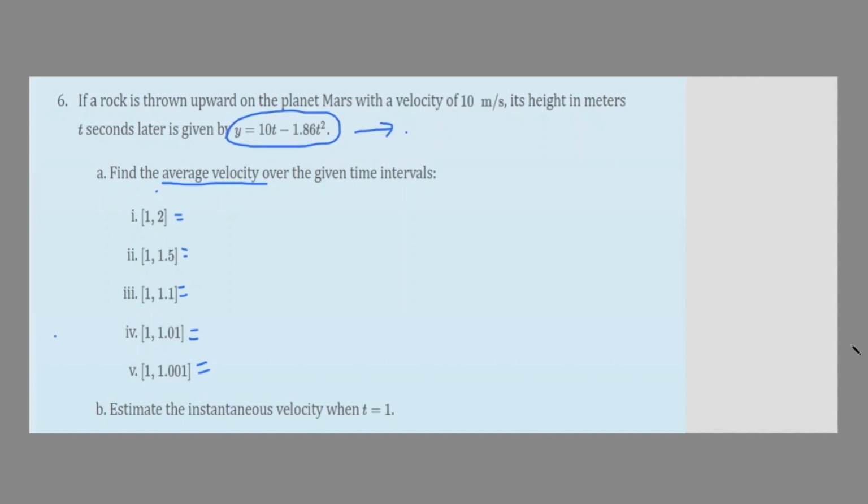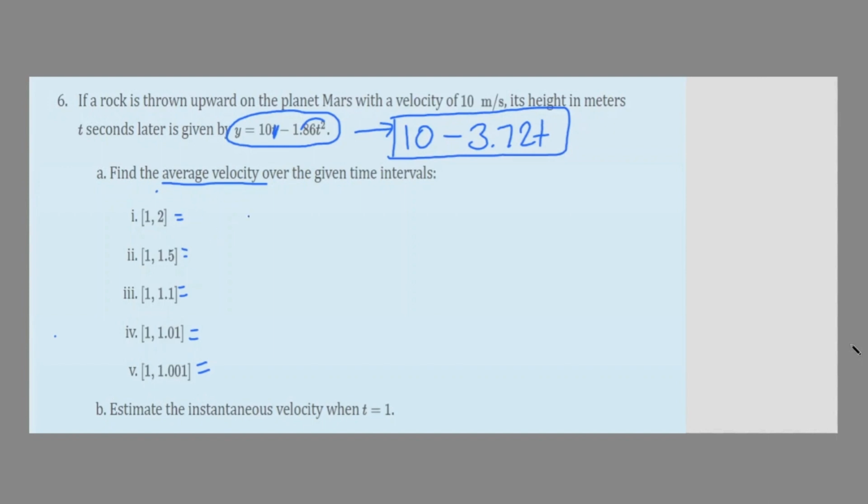So in order to turn this into a velocity equation that will help us for A, we just find the derivative of this. So the derivative of 10t is just 10. Using the power rule, the derivative of this is 1.86 times 2, so 3.72t, because you would bring the 2 here and multiply it with the power rule. So this is our velocity equation. This equation will help us find the answer for this.